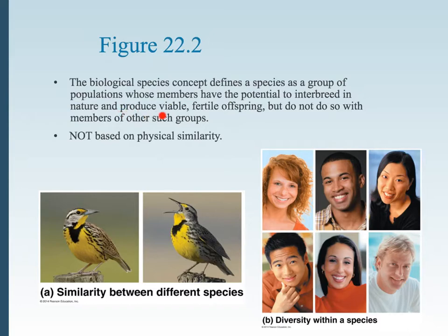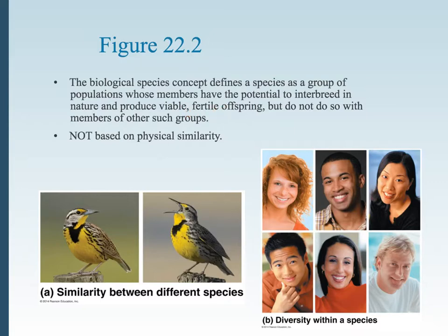Now, the second thing is that they produce viable, fertile offspring. So it's not just to say a boy and a girl can mate and produce a baby, but to say a boy and a girl can mate and produce a baby that is also capable of making babies. And so that's where this comes into play as well.